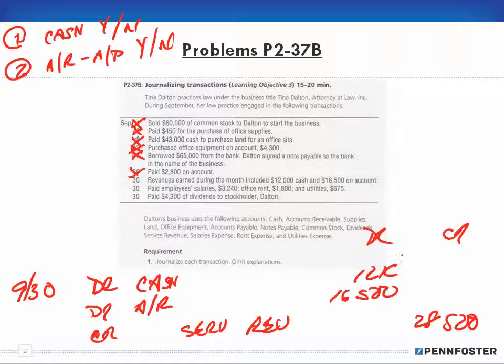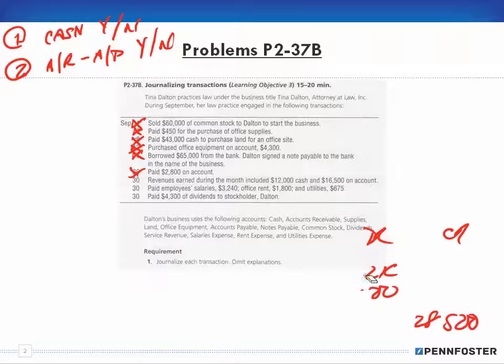Okay, remember, debits must equal credits. So you have to add these two up. They have to equal the 28.5. Okay, so if that's what the entry looks like, I'm going to erase it and I'm going to work through the process again, the way I would do it, using the more advanced thought process.